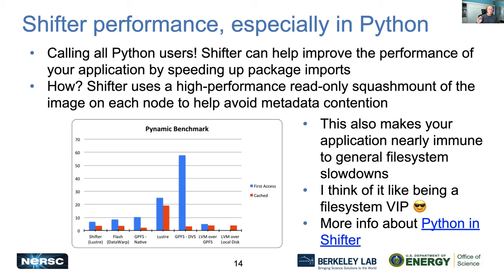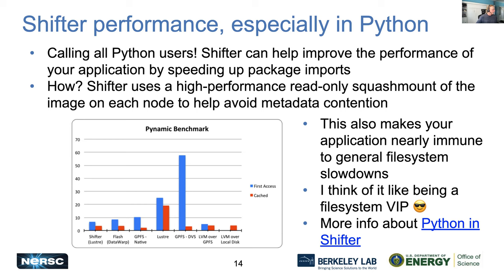So how does that benefit you? If you're doing a Python import PyTorch, and PyTorch is a huge library, it's going to take time to move all of that information from the file system to each node in your job. But for Shifter, because of this cool read-only mount, you're not subject to all the same metadata contention.